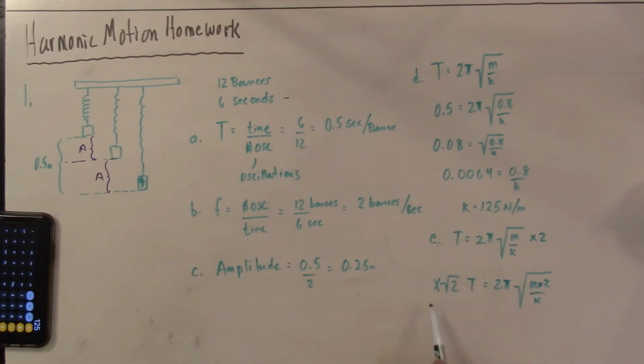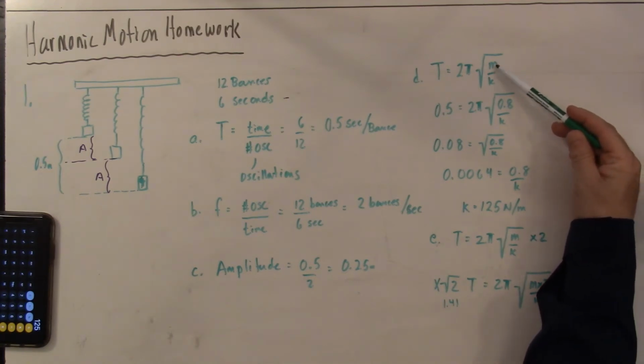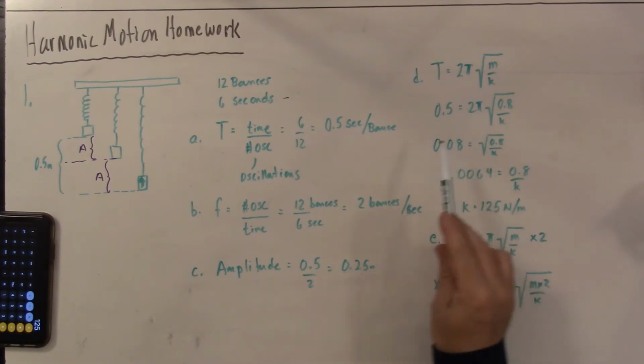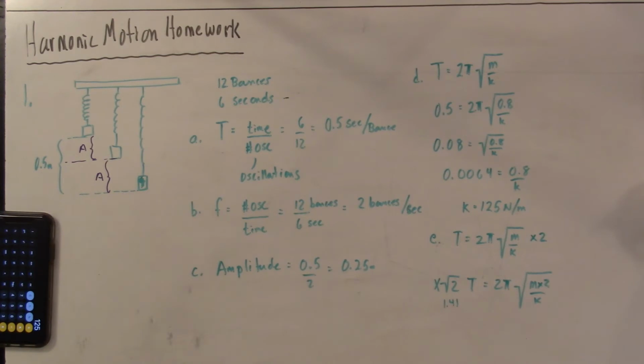So they both go up, but this one goes up by a factor of root 2, which is 1.41. Another way to do that is you could go back to this equation here. You could plug in a new mass. Instead of 0.8, you plug in 1.6. You now know the spring constant, and you can compare it to this 0.5, and you can see it goes up by a factor of 1.41.